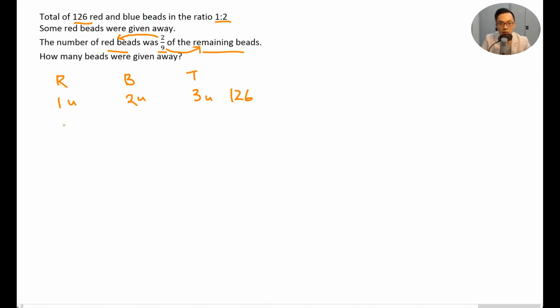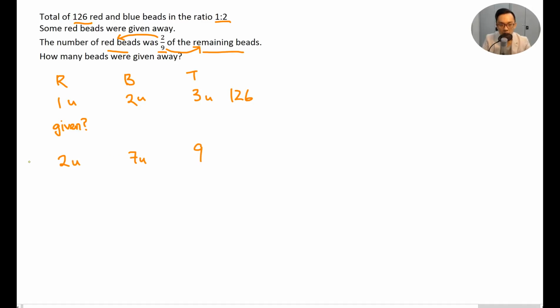So some red beads were given away, so let's just write given. I don't know how much is given. And then the number of red beads was 2/9 of the remaining, so 2 is here. Now question, where is 9? It's the remaining beads, which is all that is remaining. Therefore, it is the total of the added part. All right, and therefore blue is left with 7 units.